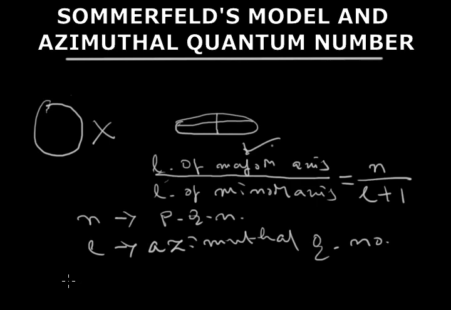The value of L varies from 0 to n minus 1. Actually, L varies from 0 to n minus 1, where n is the principal quantum number. We must remember that all elliptical orbits are not possible. Only those elliptical orbits are possible where the length of major axis divided by the length of minor axis is equal to n by L plus 1. That is, some quantum mechanical restrictions are imposed.